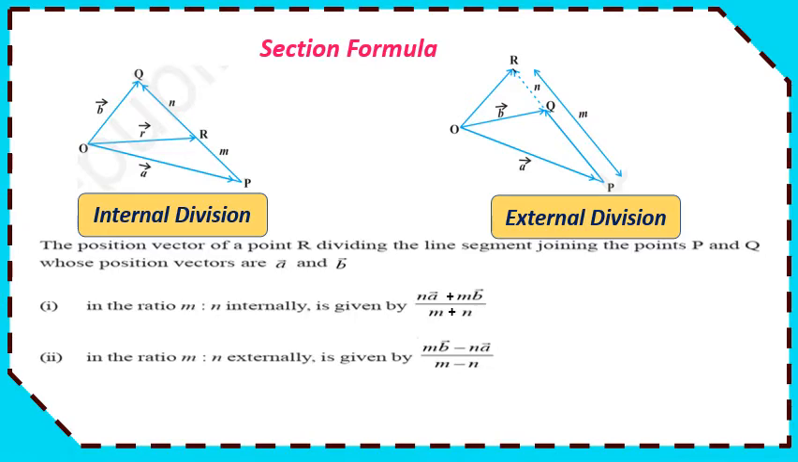In the first figure it is internal division, where point r is in between p and q, and in the second figure it is external division, that is, the point r is outside the line segment pq, dividing pq in the ratio m:n externally and internally.